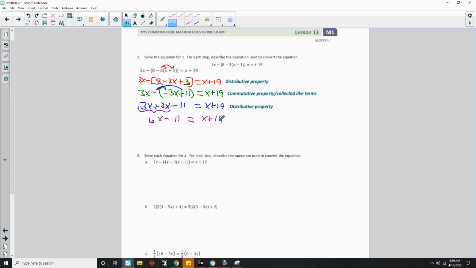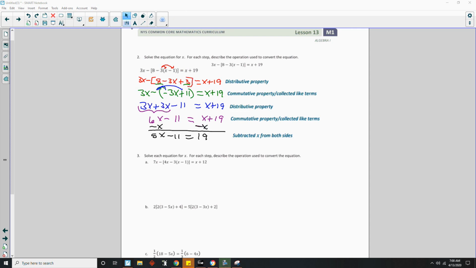So now we have a nice linear term equal to a linear term, and then it's going to clean right up and finish in a minute. So that step was the commutative property again, combining like terms. All right, and then there's a couple of things I can do here. I like to get all my x's on one side, so I'm going to subtract x from both sides. That will be 6x minus x is 5x minus 11 equals x minus x is 0, 0 plus 19 is 19.